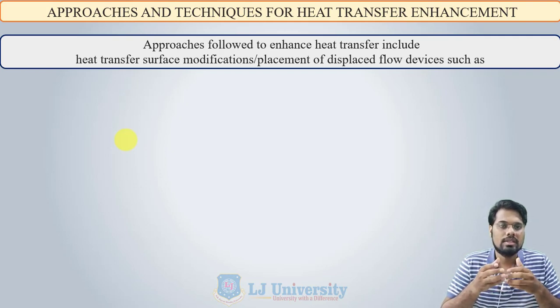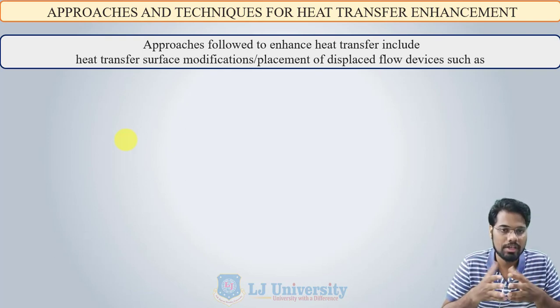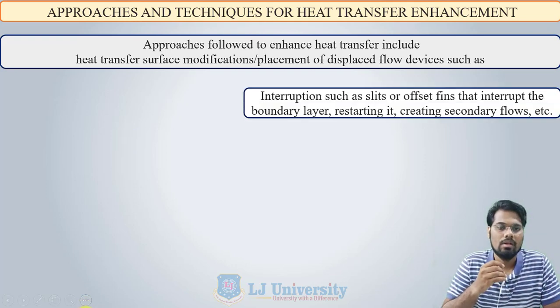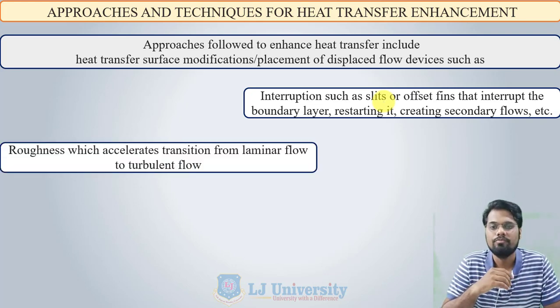Now we are going to discuss how we can enhance the heat transfer. There are a number of techniques for heat transfer enhancement. Approaches followed to enhance heat transfer include heat transfer surface modification, placement of displaced flow devices such as interruptions such as slits or offset fins that interrupt the boundary layer, restarting it, creating secondary flow, etc. These are the methods to create turbulence in the fluid flow, which results in increasing heat transfer coefficient.